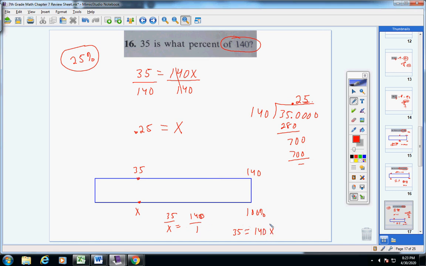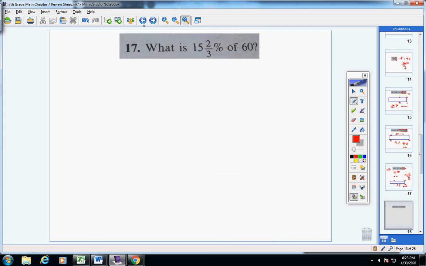Now look, guys, you know what to do. You're going to divide both sides by 140, right? But guys, that's what we did right here. Look, 35 equals 140x. The same thing. You got the same answer, okay? So either method works.